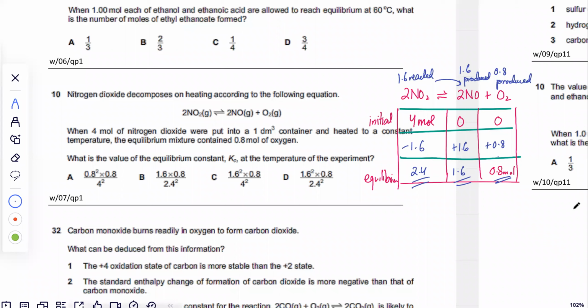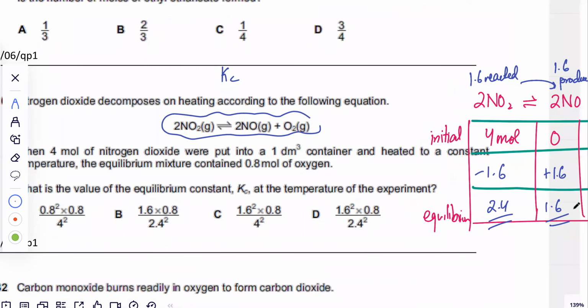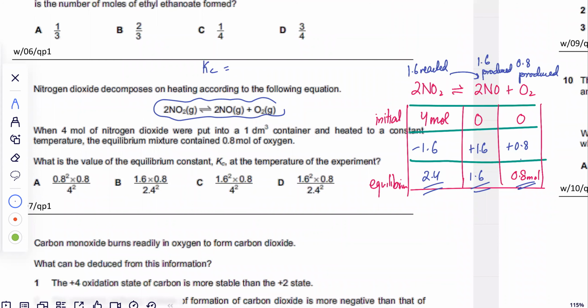Yes, sir, it is. Now you're being asked to find the value of Kc as well. Remember, the expression for Kc is the ratio of the product concentration divided by the reactant concentration. The products are NO and O2, divided by the reactant, which in this case is NO2. The coefficient becomes the power, so 2NO2 becomes NO2 squared, and 2NO becomes NO squared.